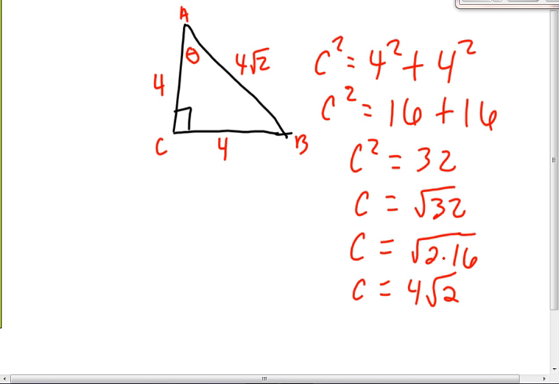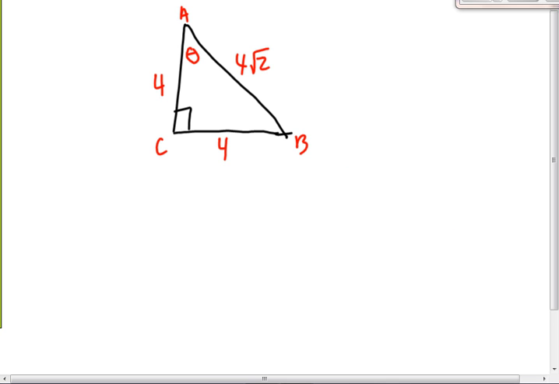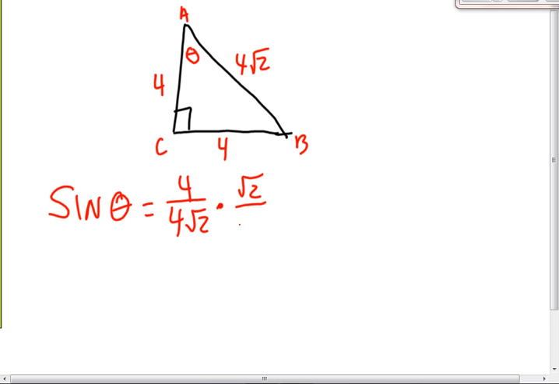Now we go to our ratios. And from section 1, you should have memorized by now sine, cosine, and tangent. So sine of this angle will be the opposite of the angle over the hypotenuse. So it'll be 4 over 4 square root of 2. But we must get the denominator free from any radicals, so they have to be removed. So we multiply it by the radical over the radical.